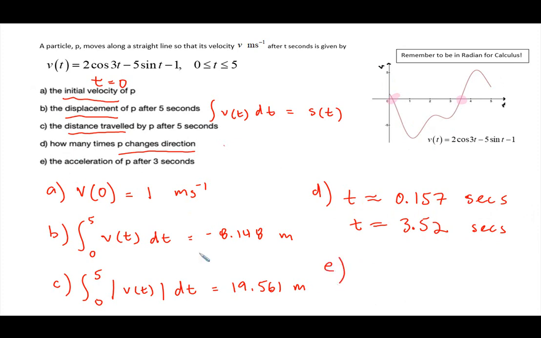Now part E, the acceleration of p after 3 seconds. If we have a velocity and we want to find acceleration, we have to take the derivative. So the derivative of velocity will give us acceleration. So the derivative, t is 3, that will give us the acceleration at 3 seconds.